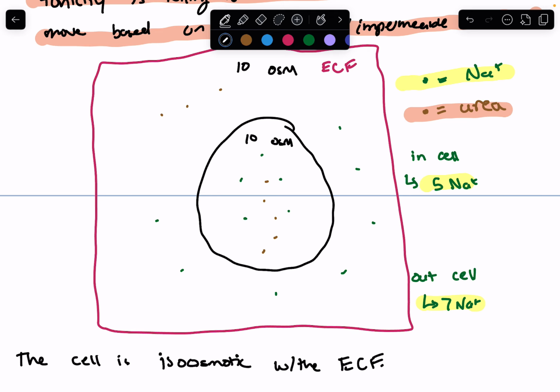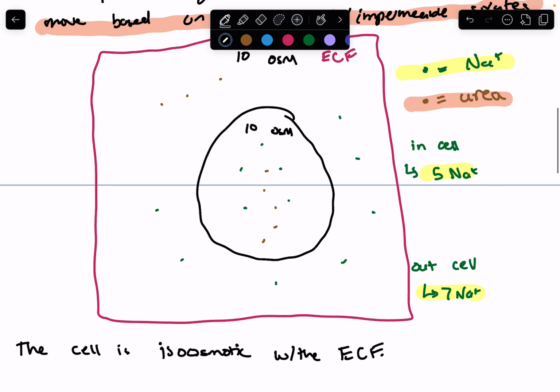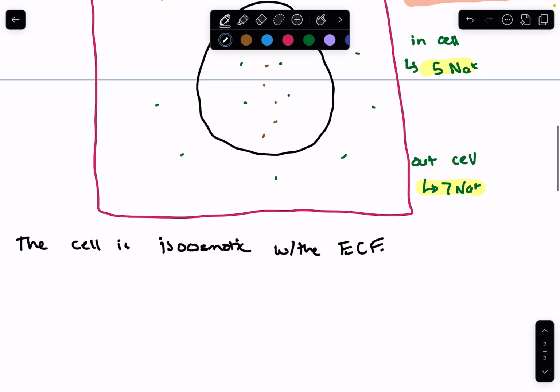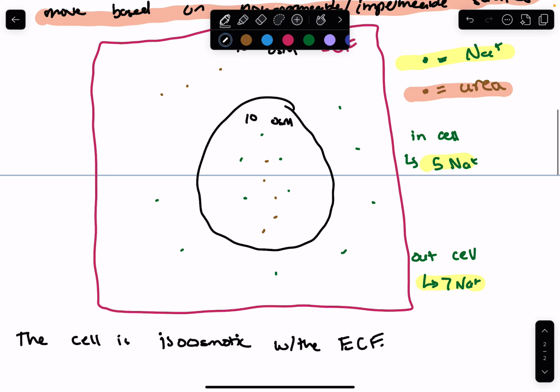There we go. Okay. So we're forgetting about urea. When we only have sodium, what we now find is that in the ECF, we have a concentration of 7 Na plus, and in the intracellular fluid, we have 5 sodium, right? It's 5 sodium.